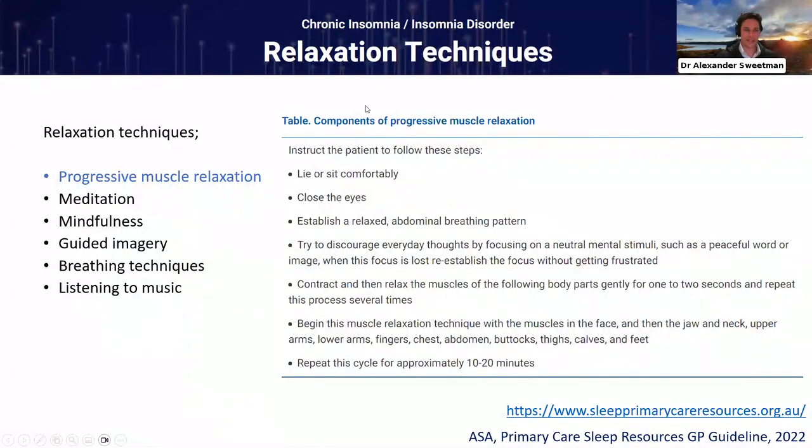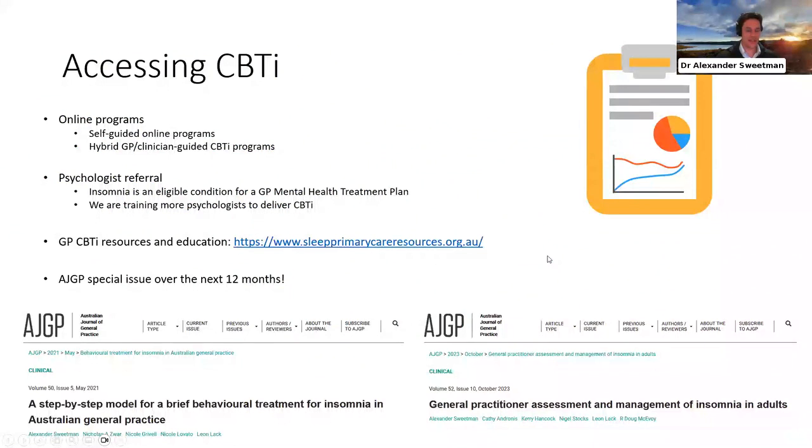Lots of different relaxation therapies for insomnia. Progressive muscle relaxation is just one of a number of different evidence-based therapies. And again, all of the instructions and information is available on the online primary care resource.